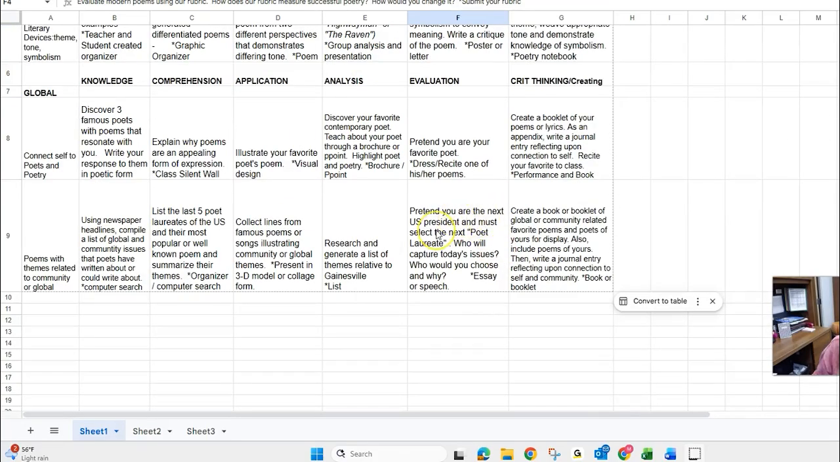Pretend you are the next U.S. president. And you're going to evaluate and select the next poet laureate. Who would capture today's issues? Why would you choose that person? And who would it be? So an essay or a speech.